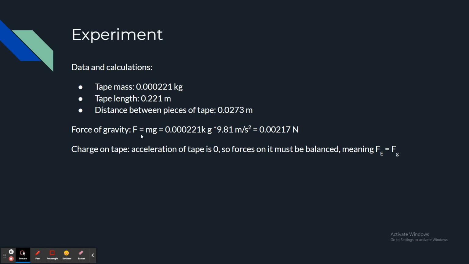Force of gravity is force equals mass times gravity, where 0.000221 kilograms times 9.81 meters per second squared is equal to 0.00217 newtons. The acceleration of tape is zero, so forces on it must be balanced, meaning the force of electricity equals the force of gravity.